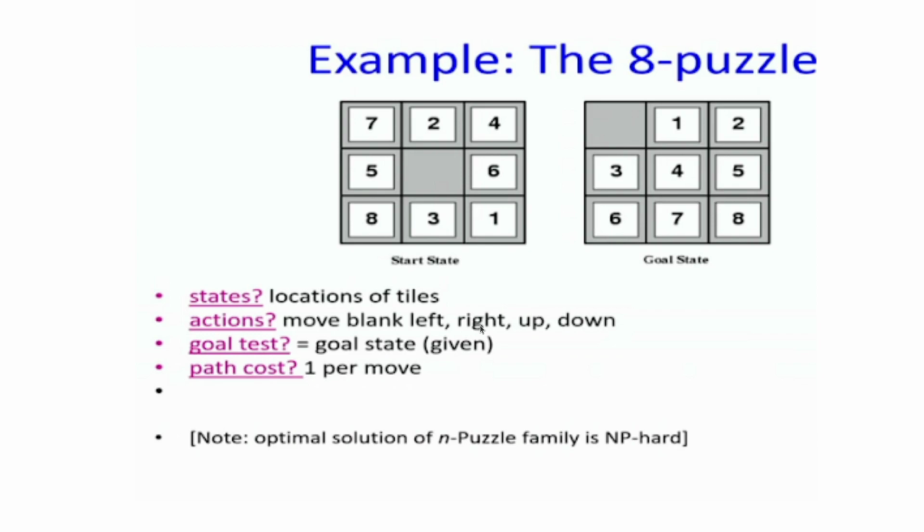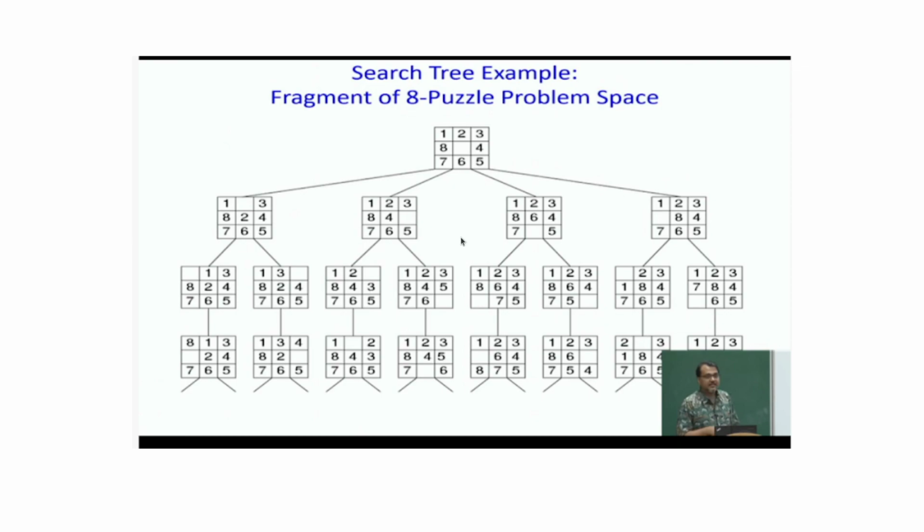Now coming to the example, this is the formal definition. States: the location of the tiles, whatever the location of the tiles you have in the given scenario. Actions are move blank left, right, up and down. So there is a blank path, right, that you can move either up, down, left or right. Goal test equals the goal state, whatever goal state is given to reach. Path cost is 1 per move. For example, it is defined here, but in various problems, given the action, the cost also differs. That's why I said going up would be 2 compared to going down, which will be 1. Note, the optimal solution of the n-puzzle family is NP-hard. Yeah, this is a very important point you need to see: the optimal solution for the n-puzzle problem is an NP-hard problem.